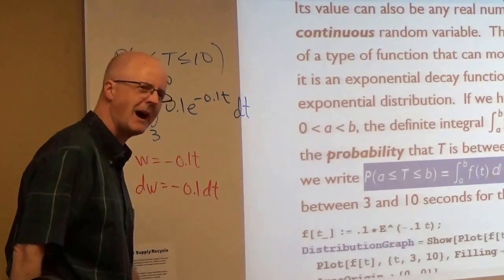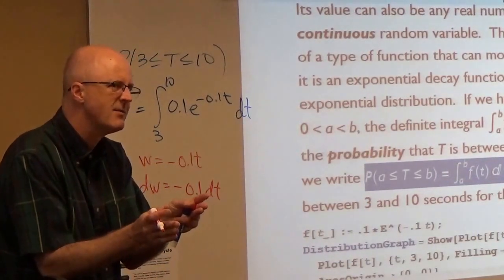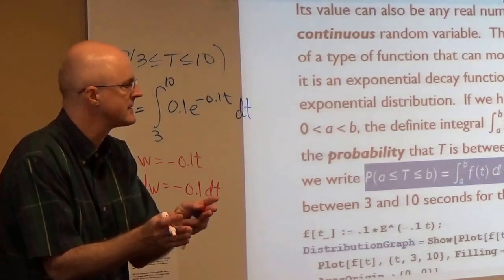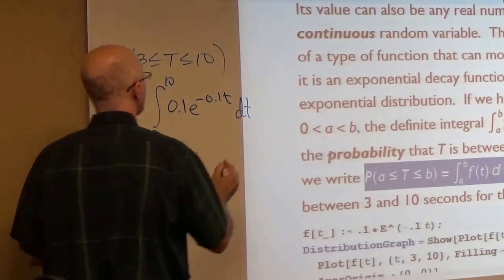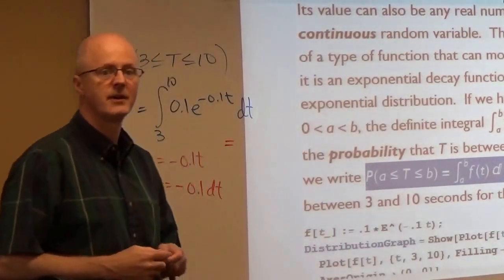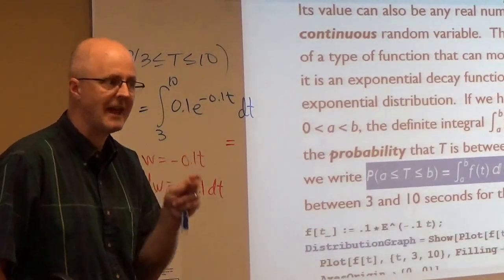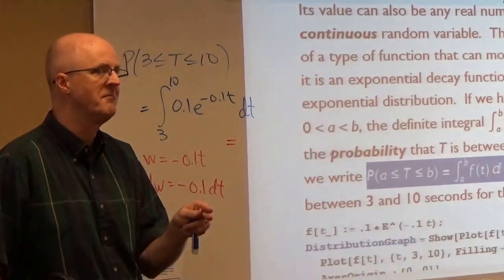The answer's got to be positive. Probabilities are positive. They can't be negative. The final answer will be positive, but I don't make a mistake. This is a definite integral. We are going to ultimately use the fundamental theorem of calculus, but first we're changing the variable. And again, do it the way that I told you to do it.